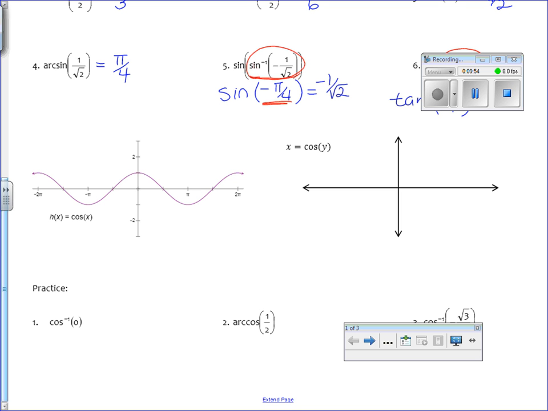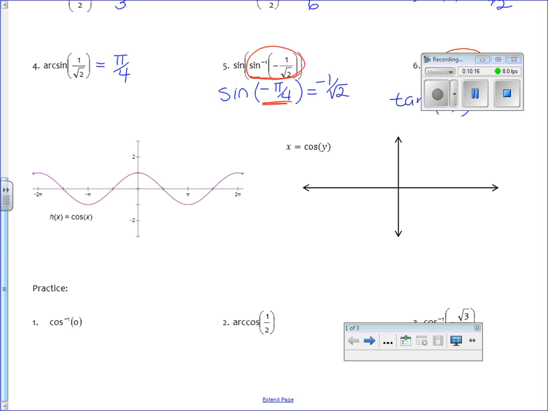We're certainly going to switch the x's and the y's just like we did before, but you can see if we went from negative pi over 2 to pi over 2 like we did for sine, when we switch the x's and the y's, that's not going to be a function. That will not pass the vertical line test. So that's not what we want to do. That is not where we want to be.